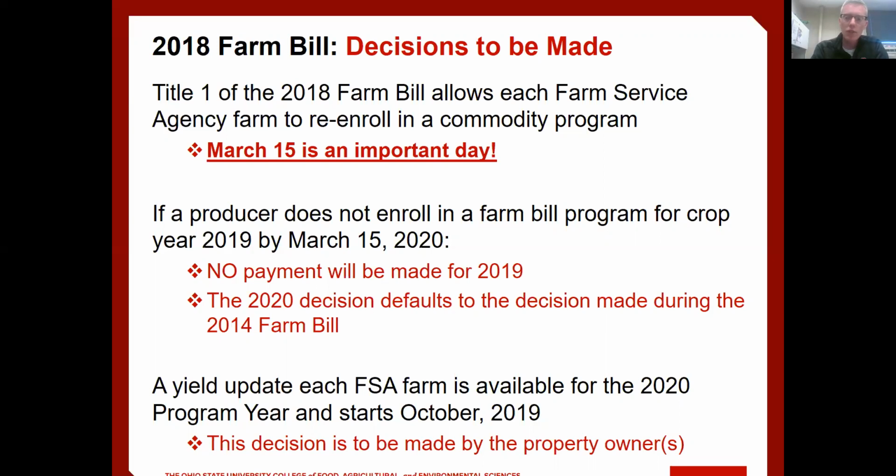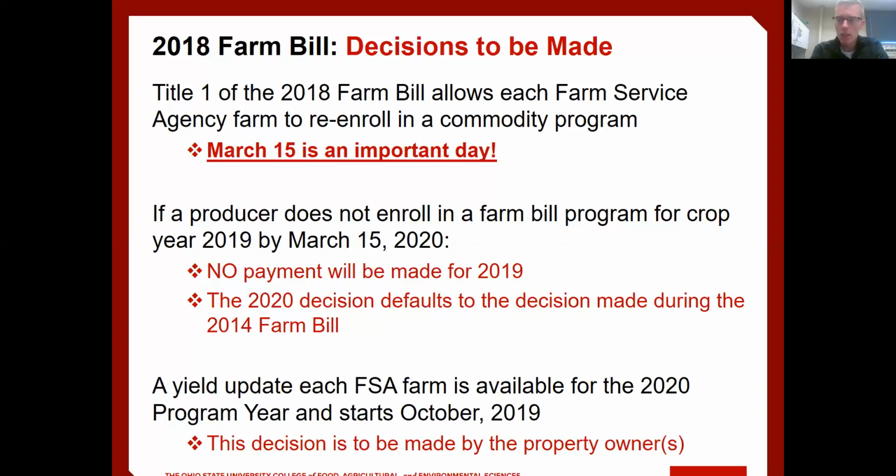However, for this first one, the 2019 program year, producers need to make their decision by March 15th of 2020. And then annually, this decision will be made on March 15th. So March 15th is an important day. For the 2019 program, if you do not make a decision by March 15th, you lose your option to enroll in a program. You automatically just default back to what you had selected in the 2014 Farm Bill, and you lose any payments that could be triggered in the 2019 program. So it's important to get signed up before March 15th.